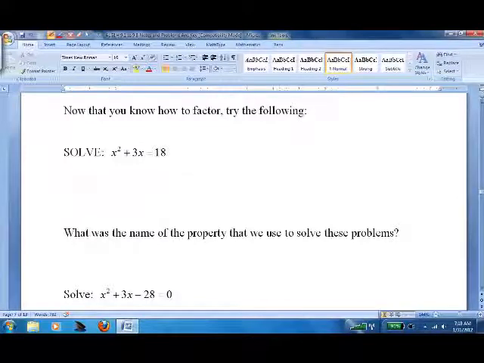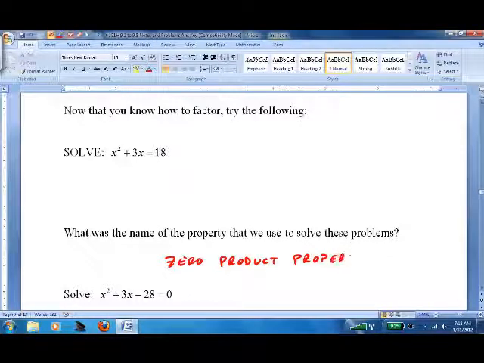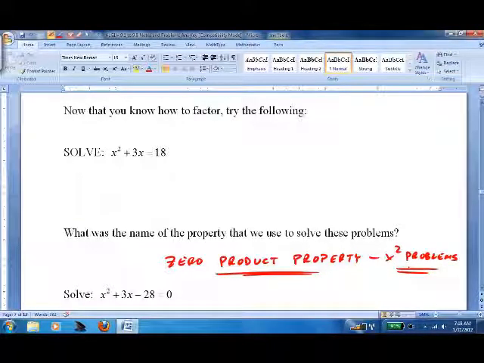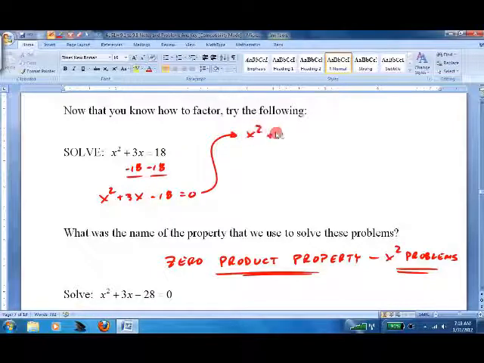We've also used the zero product property to solve x squared problems. So what do we do? Well, first things first, we got to get it equal to 0. And since we can't solve an x squared easily, we have to do it by factoring. So parentheses, x plus, x minus, and I'm going to guess 6 and 3.